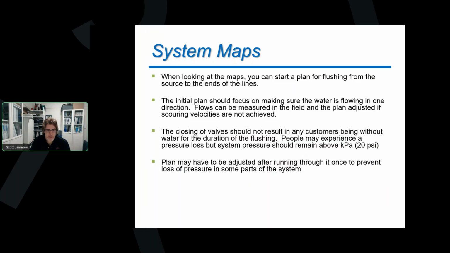Now we're also going to be looking at measuring some flows. So we need to be able to measure the flow that we are discharging out of our flushing point, because there's a math formula that directly relates those flows to the velocity that we are achieving inside of the water pipes.